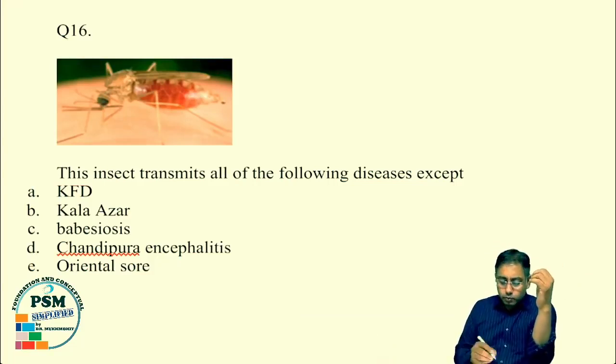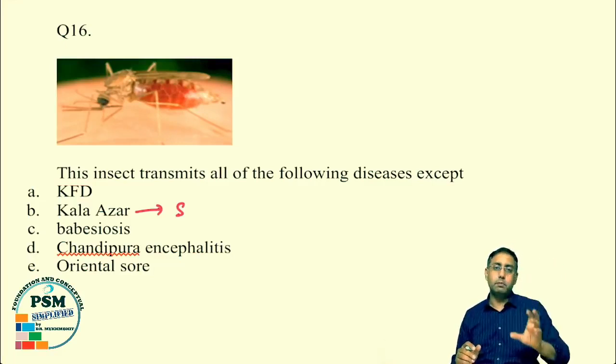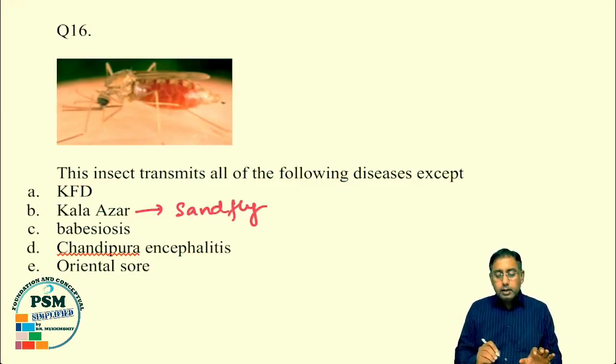Kala azar is one answer, which is a sandfly. This looks like a sandfly, right? I think we have done in the class how to identify a sandfly. Sandfly would be a hairy insect. It will have a lot of hair, and this is smaller than a mosquito. It is not at all a mosquito. So this is a sandfly. So Kala azar is a sandfly-borne disease.